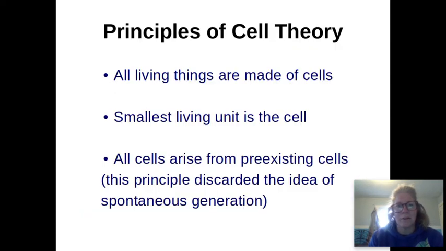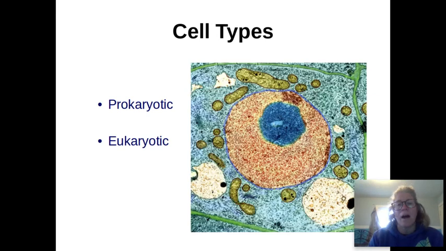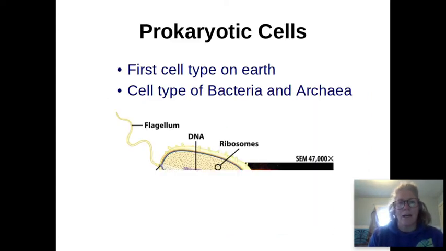All right, so we just talked about the principles of the cell theory. We already talked about that, so I'm going to skip through that one. There's two types of cells. We have prokaryotic and eukaryotic. And one is going to be more of the bacteria, like the ancient cells, and one is going to be the more modern day, what we think of as cells, and that's called your eukaryotic.